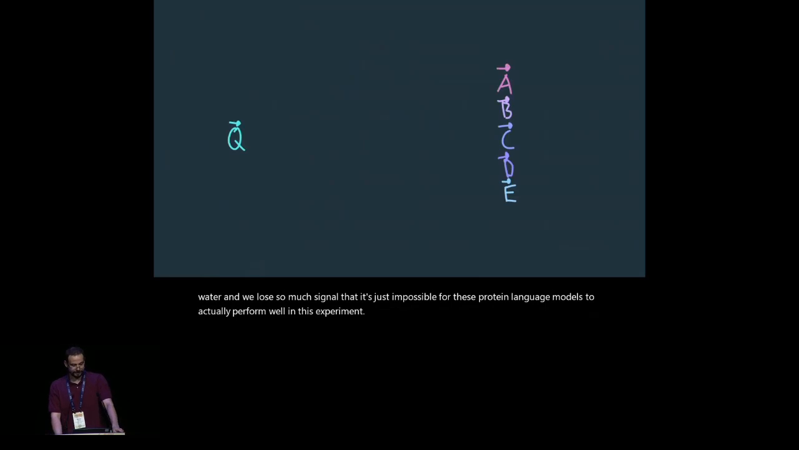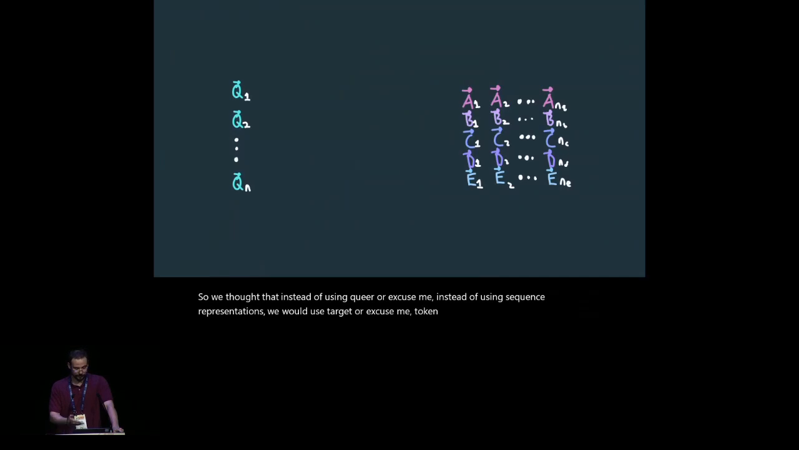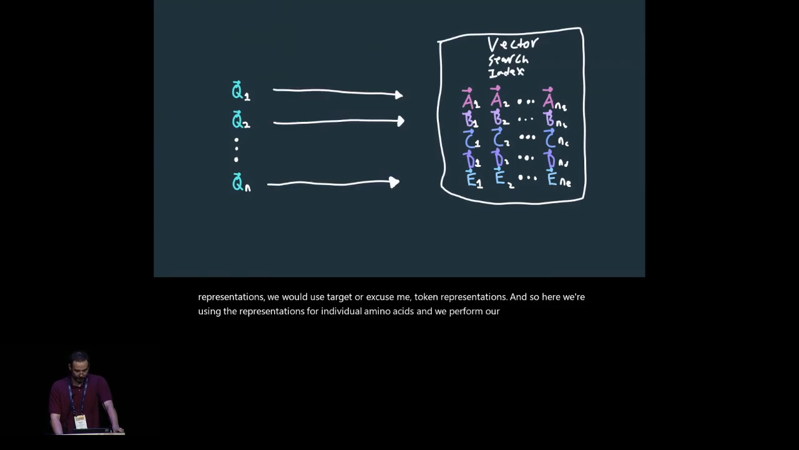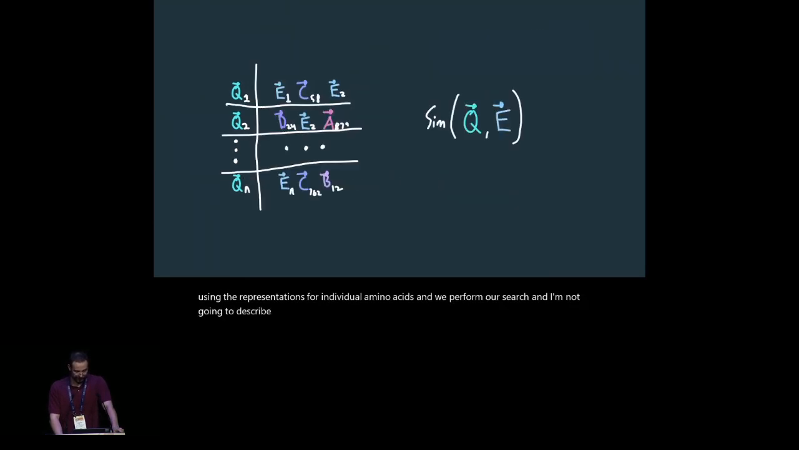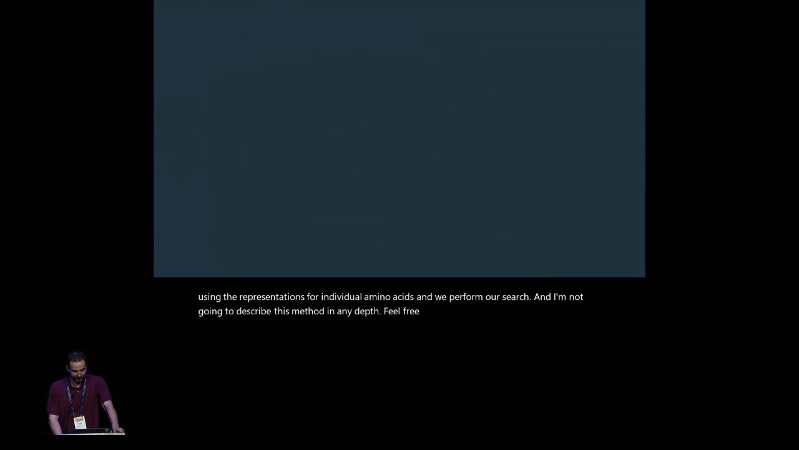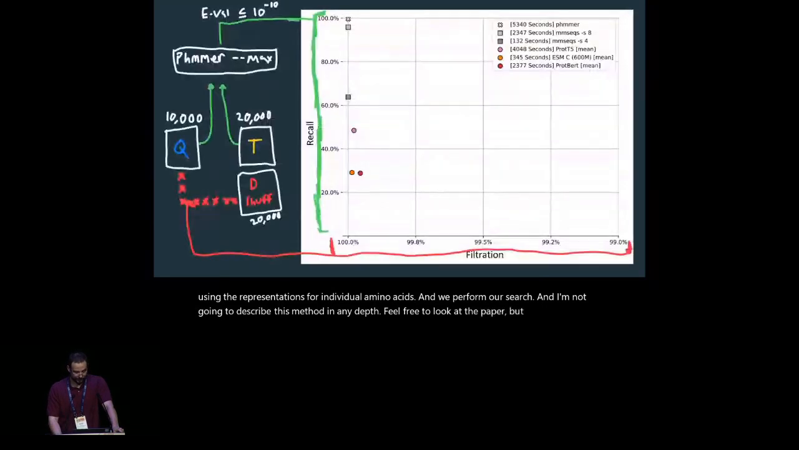So we thought that instead of using sequence representations, we would use token representations. And so here we're using the representations for individual amino acids, and we perform our search. And I'm not going to describe this method in any depth. Feel free to look at the paper. But we do this, and here are the results we get.